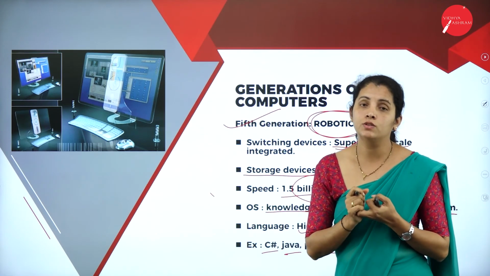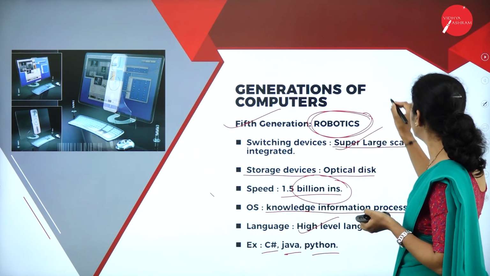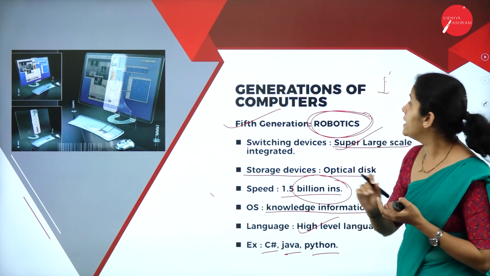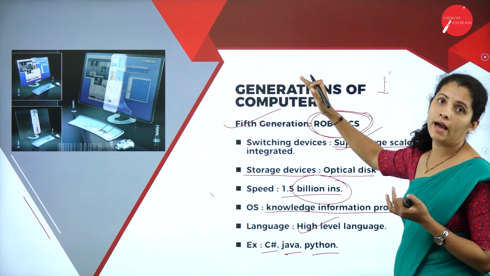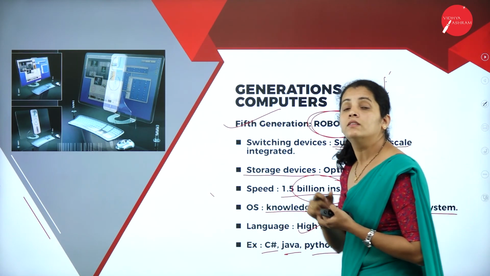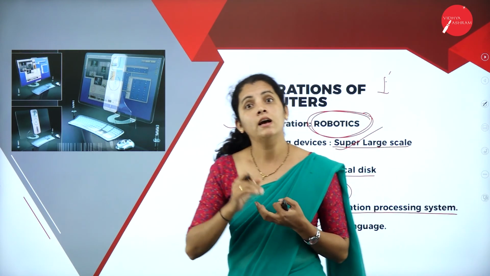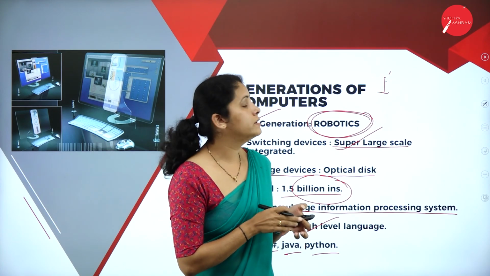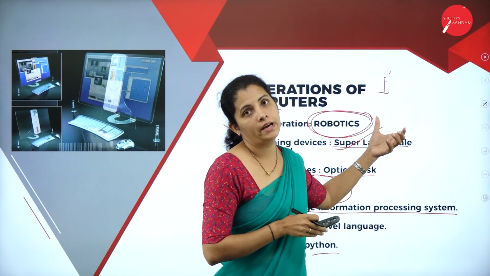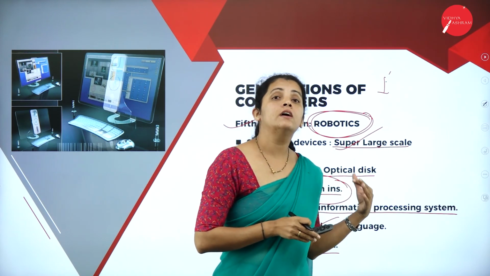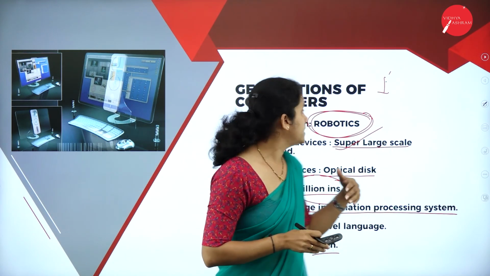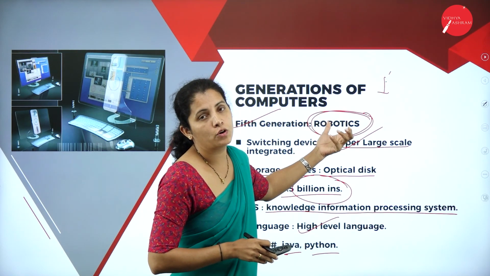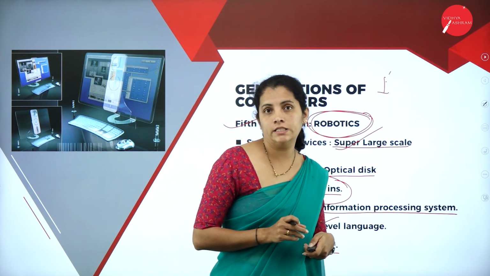So dear student, just remember that in the first generation we had vacuum tubes, and in the second generation we had transistors, and in the third generation we had IC, that is nothing but integrated circuit. In the fourth generation, we had microprocessor, and in the fifth generation, we are going to have robotics, that is mainly based on artificial intelligence.